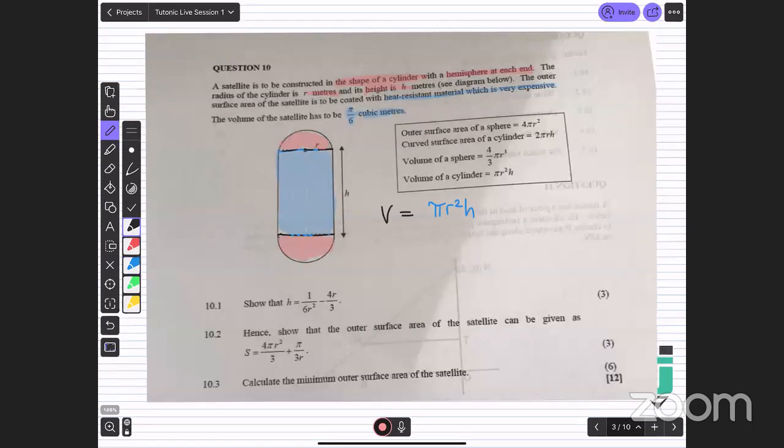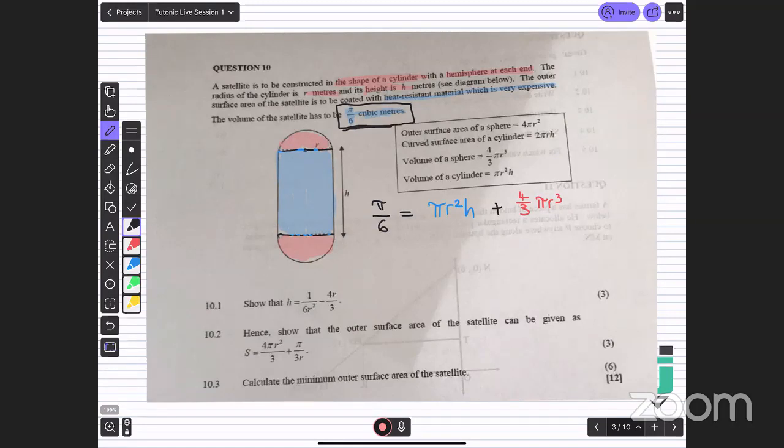plus the sphere, right? What's the volume of a sphere? 4 over 3 pi r cubed. Great. Okay. And what did we say the volume is? Pi over 6. Great. So do you guys see, just from them telling us the volume is pi over 6, we already have an equation. Do you see that?